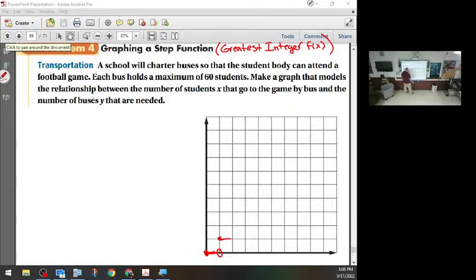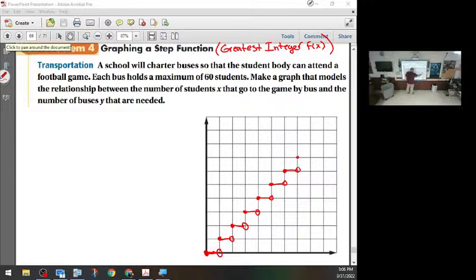As soon as I'm at 1.99999, what's the biggest integer I've ever seen? Still 1. But as soon as I hit 2, open circle, jump up to 2. As soon as I hit 3, jump up. As soon as I hit 4, jump up. As soon as I hit 5, jump up. As soon as I hit 6, jump up.